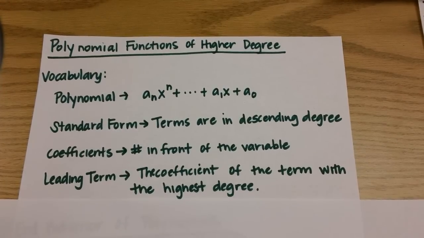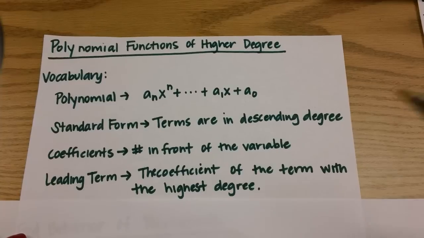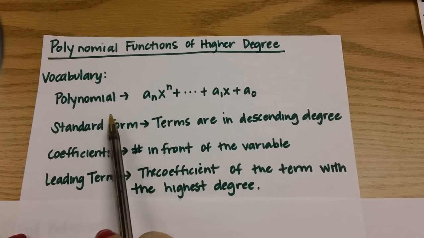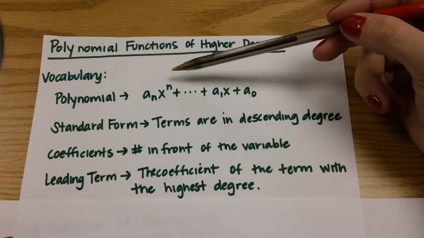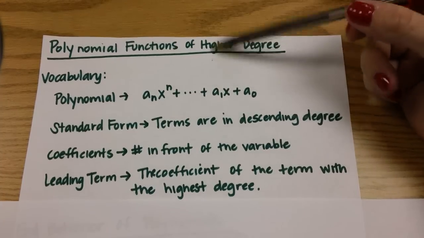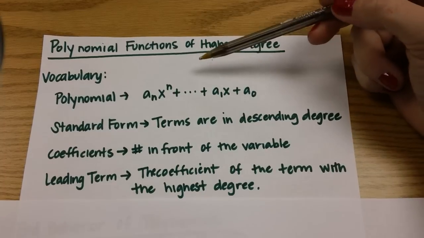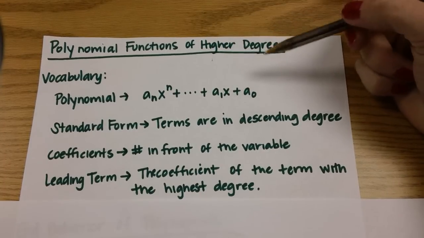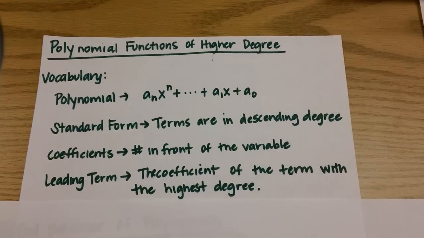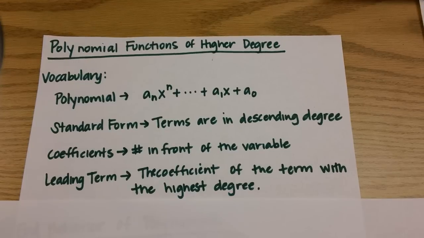In this video, we're going to talk about polynomial functions of higher degree. Just to clarify some vocabulary, the first thing I want to introduce to you is the polynomial. These are going to be written in the form a sub n times x to the n plus, and it goes on down in descending order until you get to a sub 1 x to the first power plus a constant a sub 0. When we write these in standard form, our terms need to be in descending order based on their degree.